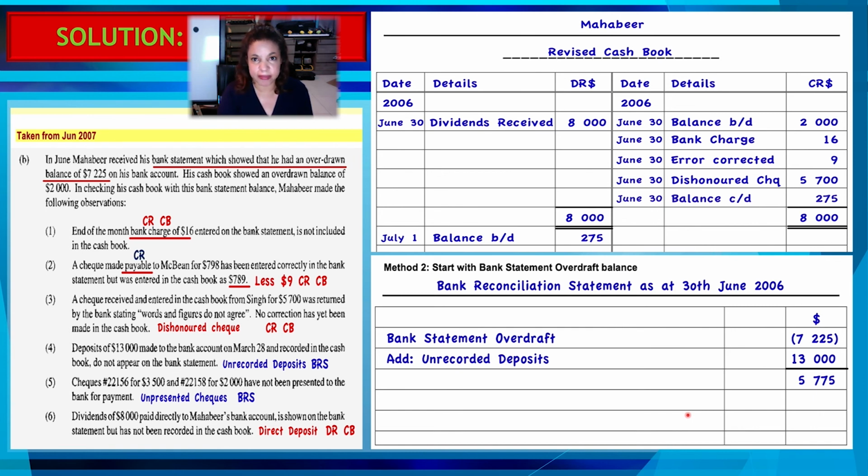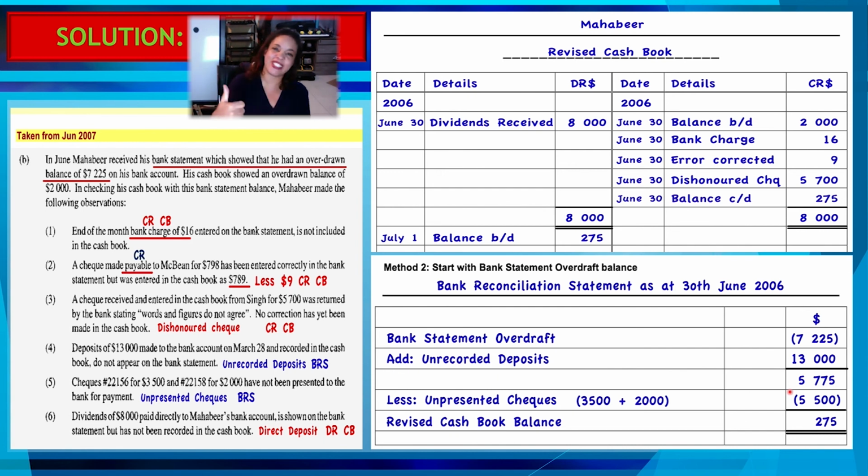5,775. Then you're going to less your unpresented checks. Remember, we started with a different balance, so we're doing it differently from when you start with your revised. So this one, we less the unpresented checks. Of course, you have your working, and it is 5,500. And do we get our revised cash book balance? Yes, we do. And you see that it matches, and we feel proud.